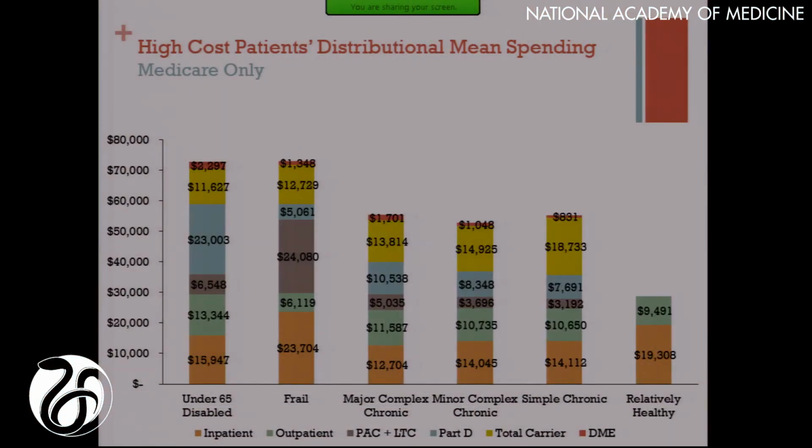And the point on this set of slides is that depending on the population, the spending looks very, very different. And so to think about post-acute care as the big cause of spending, or inpatient care as the big cause of spending, I think misses the subtlety of what you need to actually be looking at when you target these populations. And just going through under 65 disabled versus frail hopefully gives you a flavor for how different these populations are and how you want to think about your approach to spending very differently.